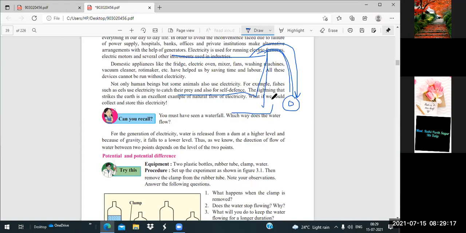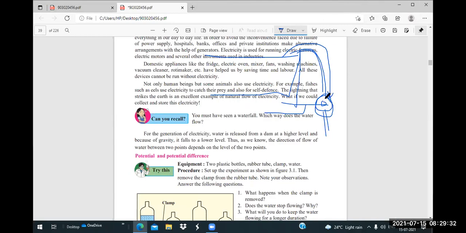Due to the flow of this water, the turbines fixed here will start rotating. With the help of an armature and other equipment, this mechanical energy is converted into electrical energy. Getting it, students? Yes, sir. Understood, everyone? Yes, sir. Okay. So like this, we are generating electricity, and to generate electricity, we have to use a lot of water.